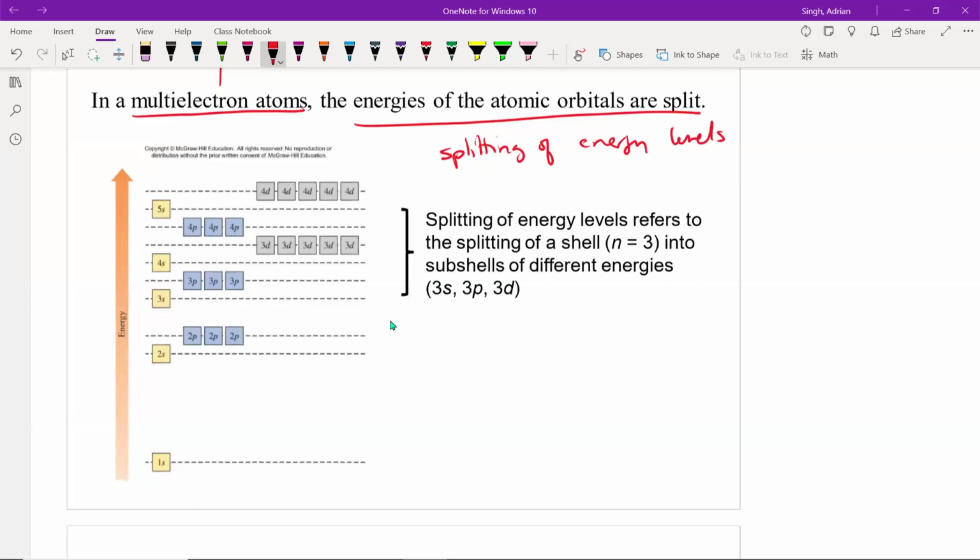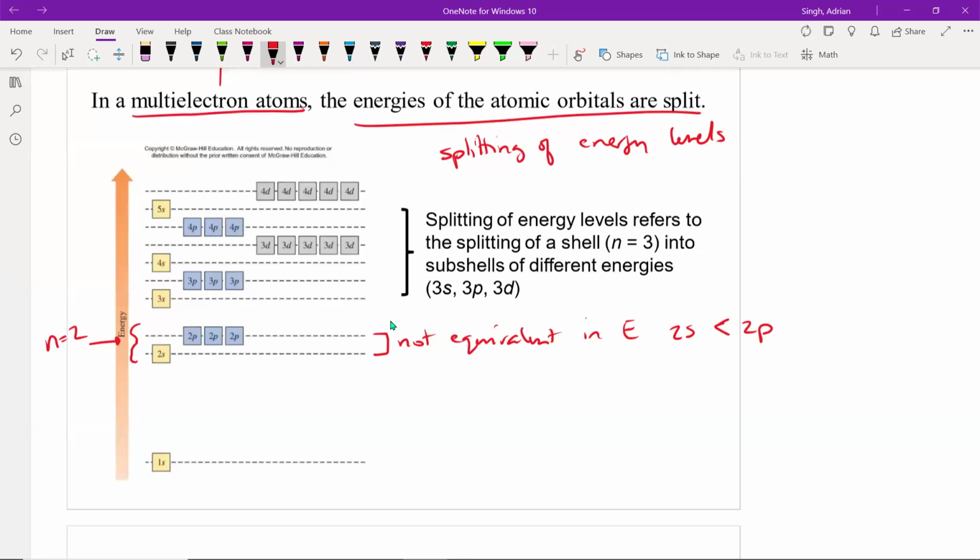So in the case of the second energy level, so n equals 2, which is here, what you will notice is that the 2s and the 2p are not the same energy, not equivalent in energy. The 2s is actually lower in energy than the 2p.